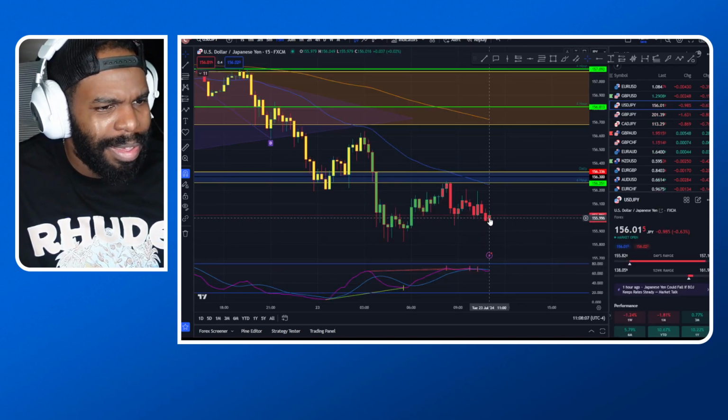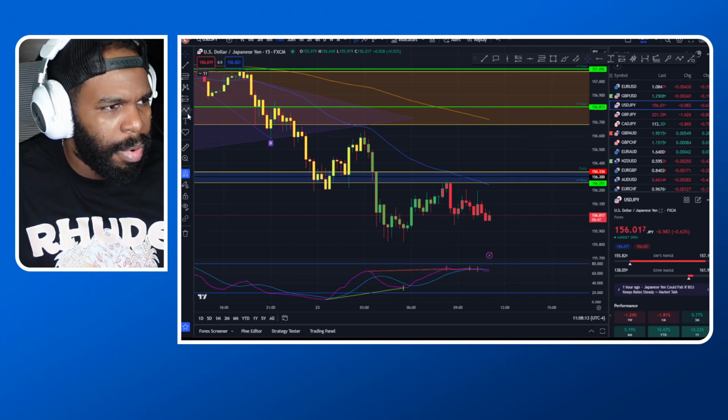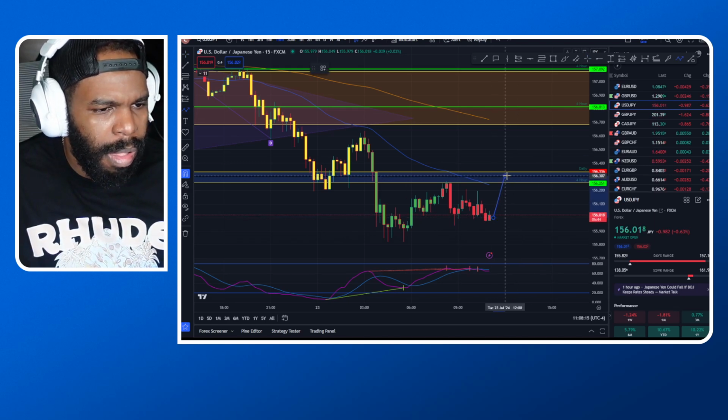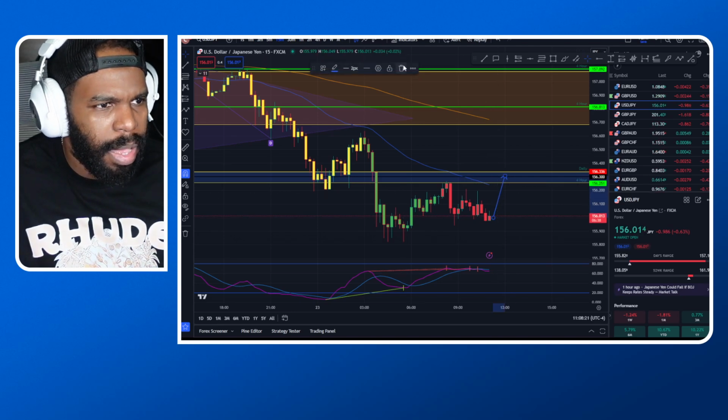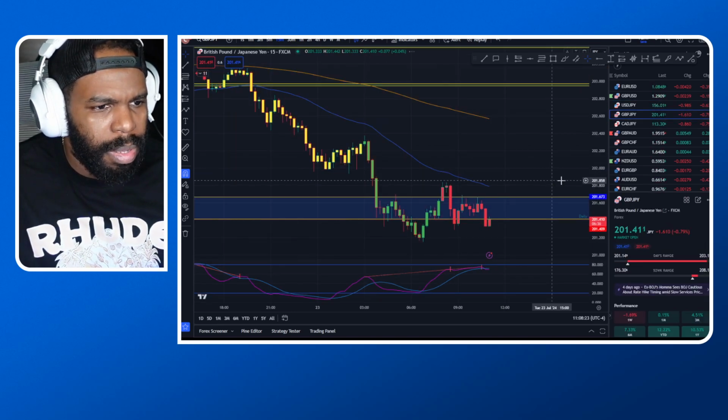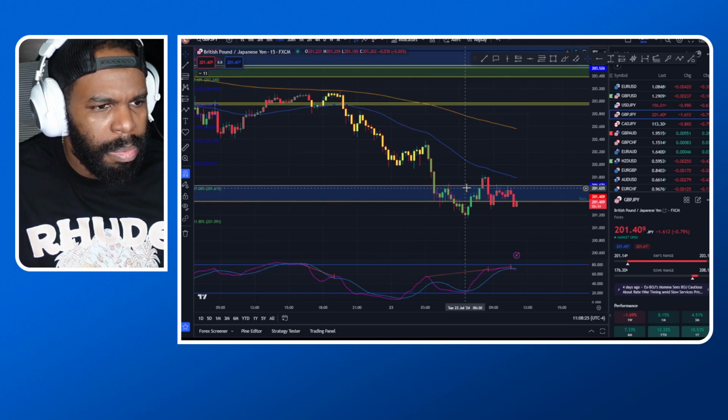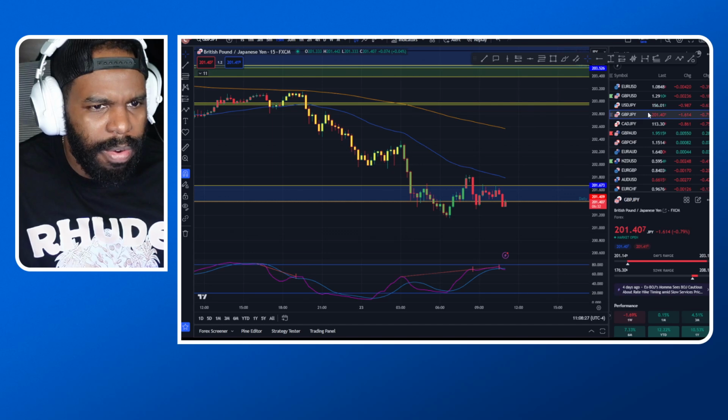If later on tonight on London session, if price can come back up into the zone, I might take it. I might, if price can come back up here, I might take it. I don't know. For USD JPY. When it comes to GBP JPY, it's currently at one of my areas of interest.